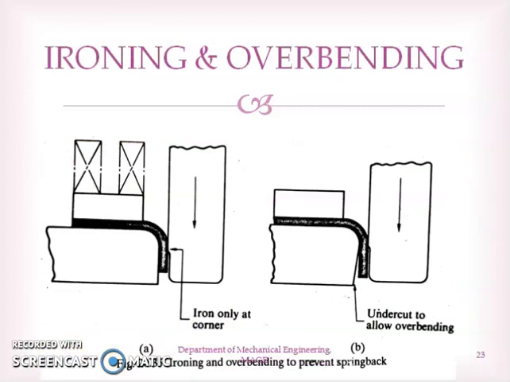You can see ironing and overbending in these pictures. So this is ironing. You can see that the distance between the punch and the die is less than the metal thickness here. So an ironing effect will occur and that will prevent spring back. Another is overbending. Here you can see that the metal is bent to a greater angle. So after spring back, it will come to the required correct angle.